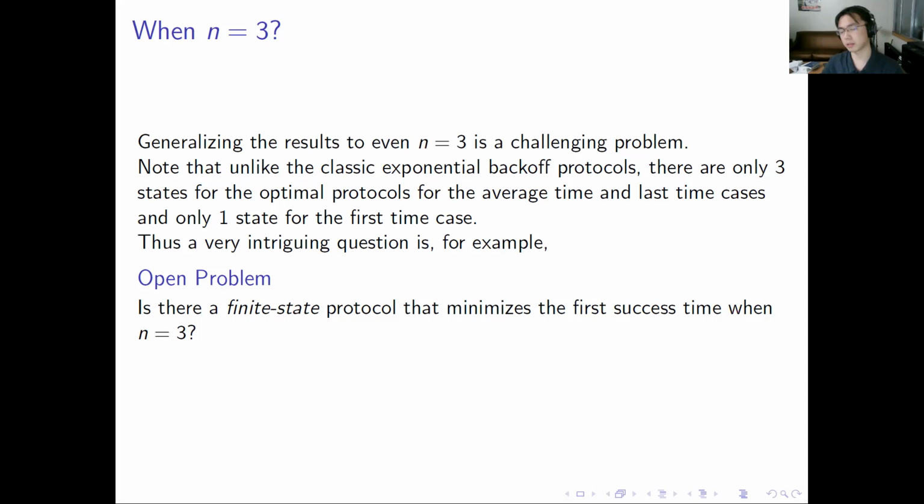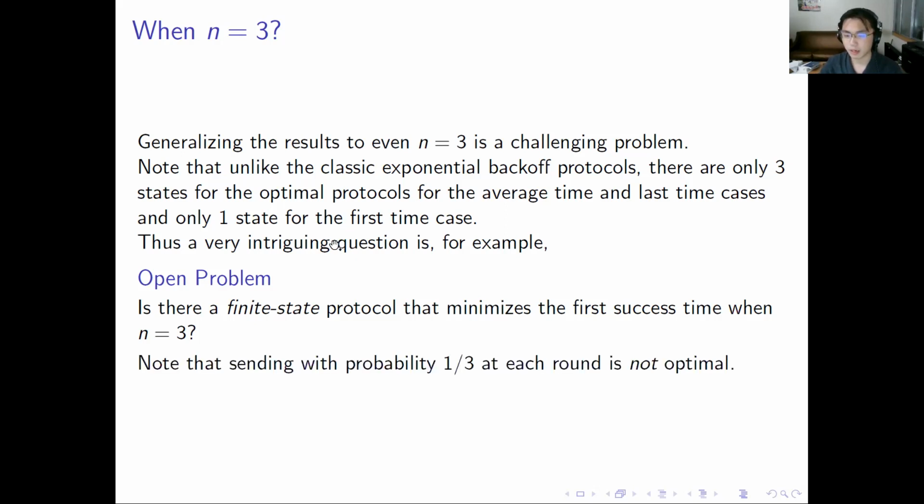But overall, this becomes really challenging once n goes to 3 and above. Also, to minimize the expected first success time when n equals 3, sending with probability 1/3 is not optimal. So even this simple case is not trivial at all. So yeah, that's just wide open.